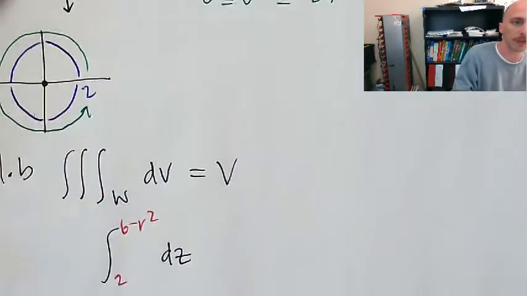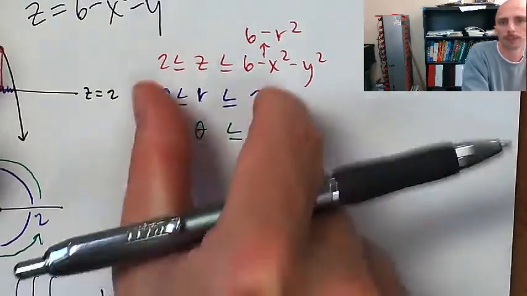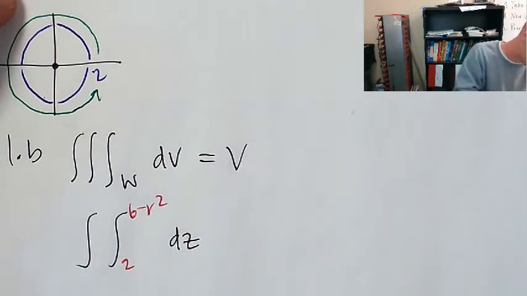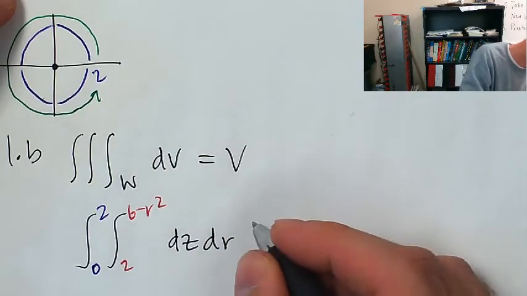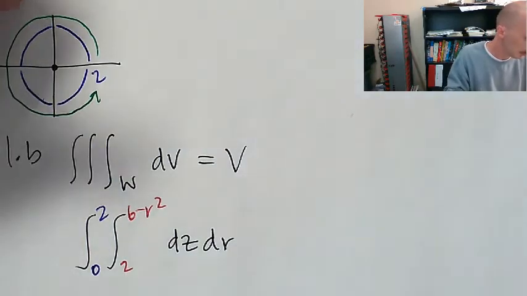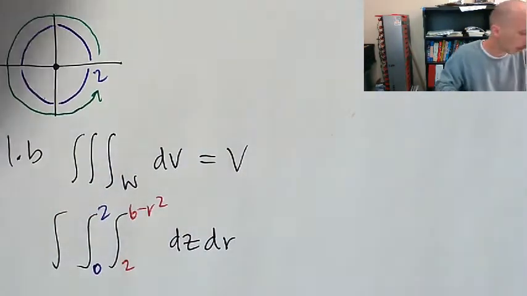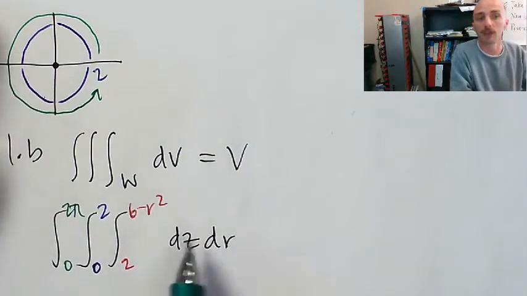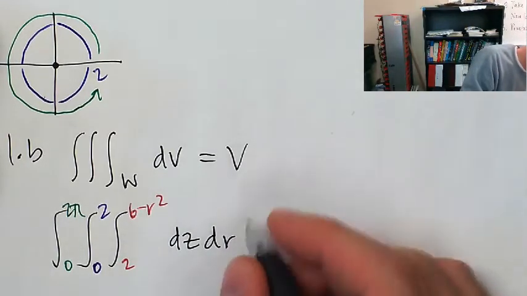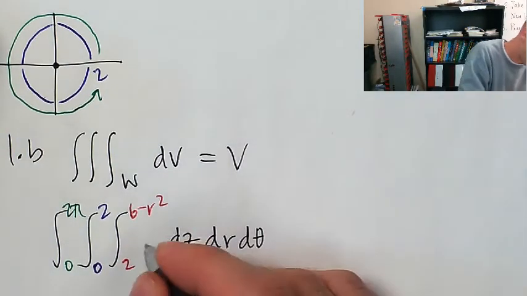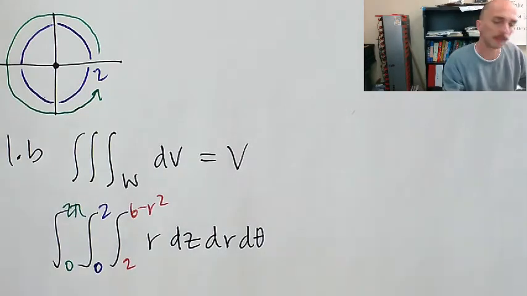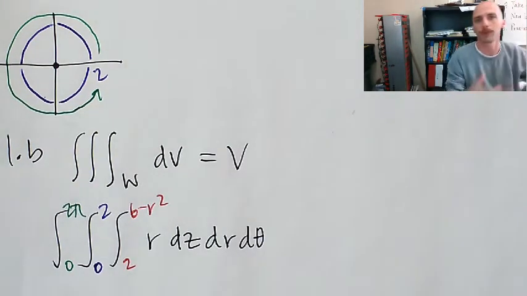Then after that it doesn't really matter because it's just constants here. So I'll do r first. R was running 0 to 2. And d theta, oh man, I almost caught myself making a bad error. Theta is going from 0 to 2 pi. And remember that dV is not just dz dr d theta. It's r dz dr d theta. Just like when we were double integrating, dA was r dr d theta, dV is r dr d theta dz, or some other order of integration.